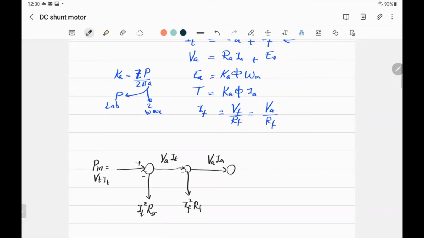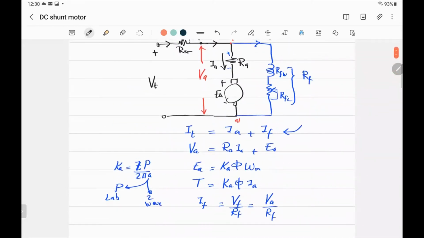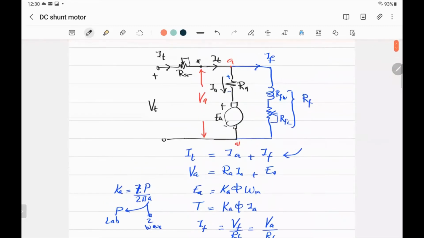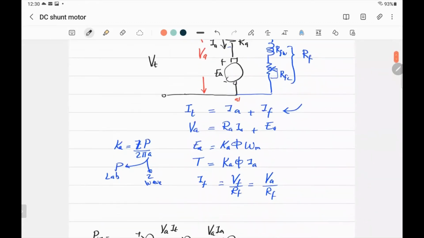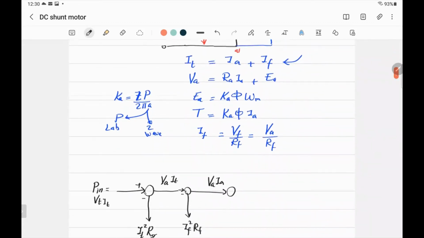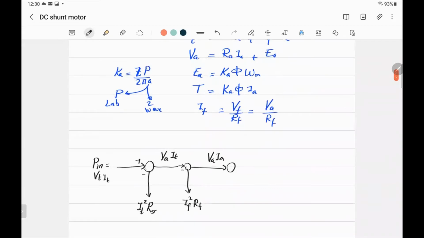What does it say right there? The first junction that comes off, where it says PN equals VT IT, and then IF squared RF loss. Then what we have is VA IA. That's what's left: the power across the armature.